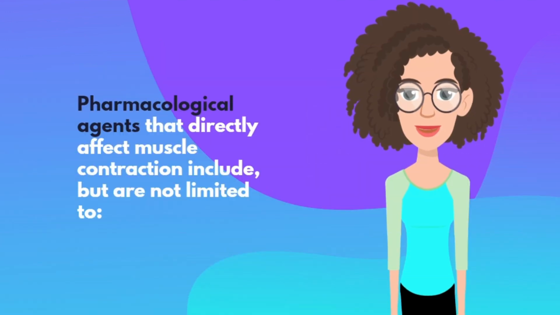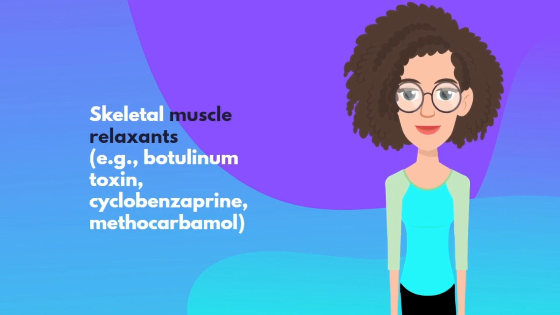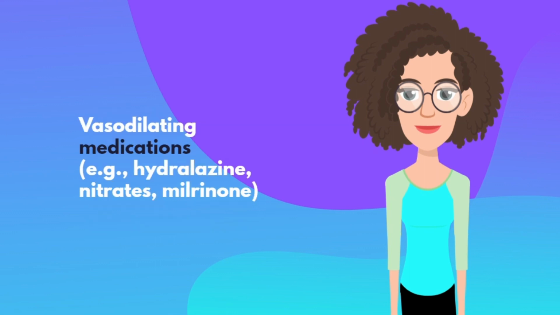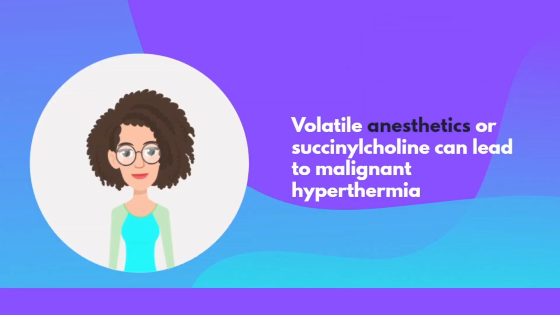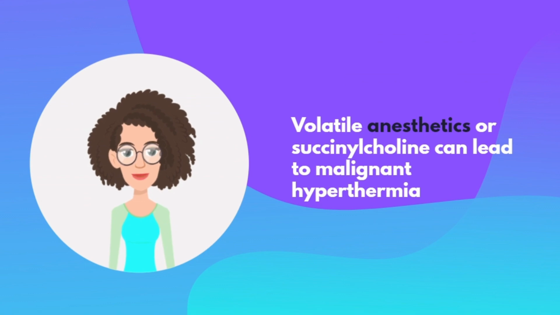Pharmacological agents that directly affect muscle contraction include, but are not limited to, skeletal muscle relaxants, for example, botulinum toxin, cyclobenzaprine, methocarbamol. Vasodilating medications, for example, hydralazine, nitrates, milrinone. Volatile anesthetics or succinylcholine can lead to malignant hyperthermia.